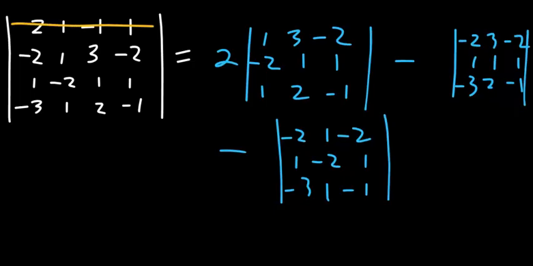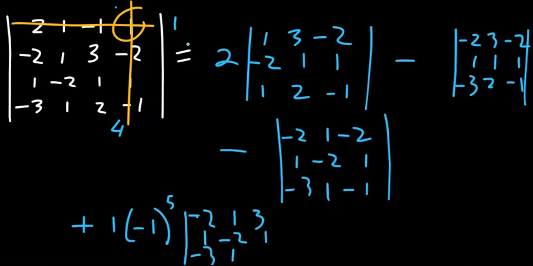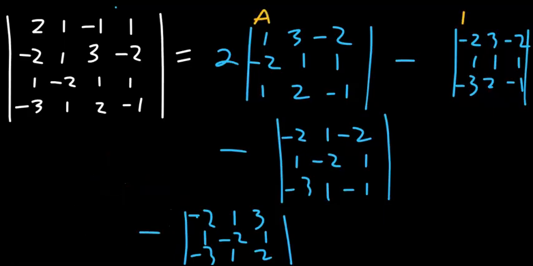And the final term is the last element of the first row, which is 1. So that is plus 1. The cofactor is, this is row 1 in column 4, so 1 plus 4 is 5. The remaining order 3 determinant is minus 2, 1, 3, 1, minus 2, 1, minus 3, 1, 2. And this entire term is minus 1. So there we have it. We have 4 order 3 determinants that we need to calculate.